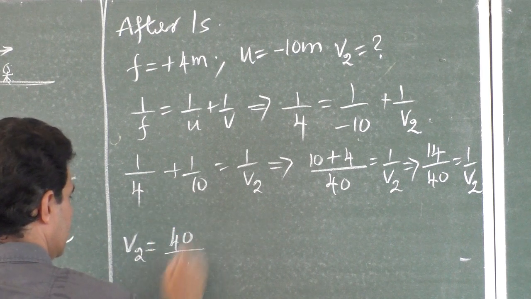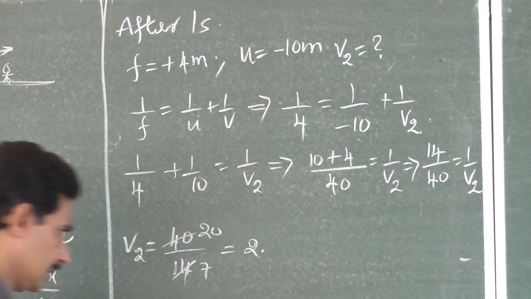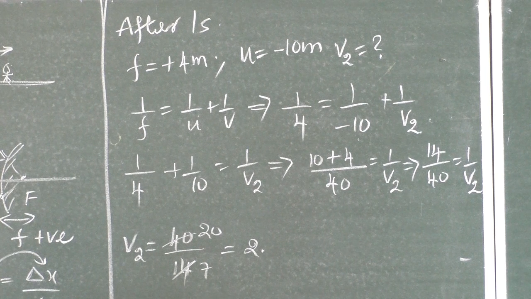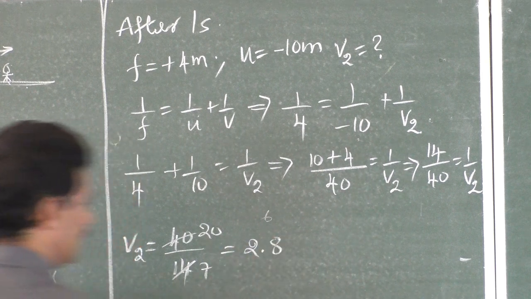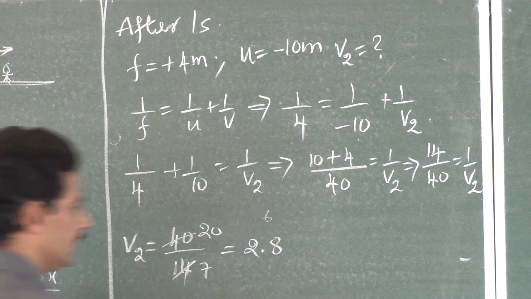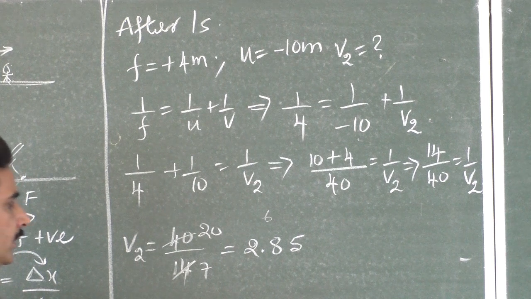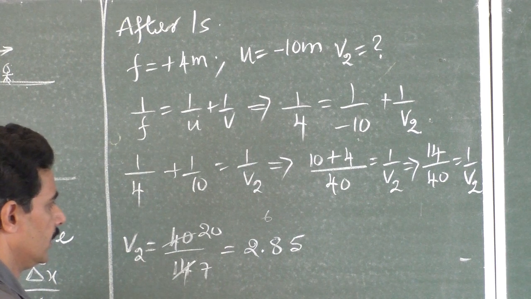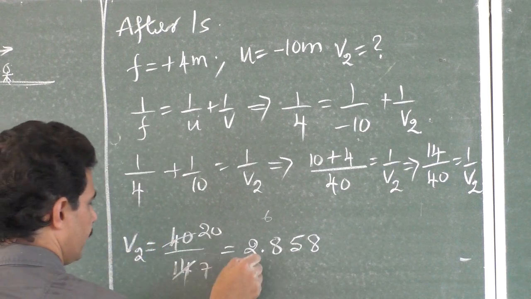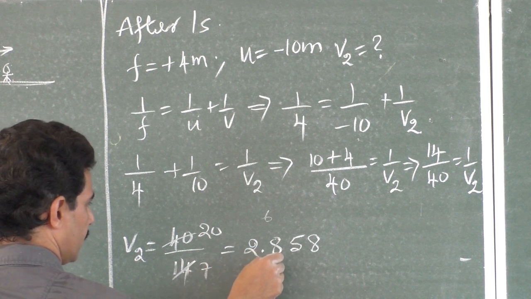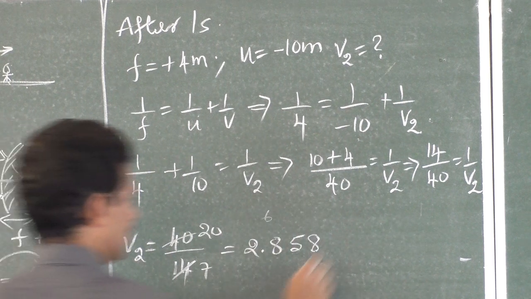40 divided by 14, this is 20 by 7. So what is the answer? 7 2s are 14 and 6 will remain, 7 8s are 56, 4 will remain, 7 5s are 35, 5 will remain. Okay, enough. Now, this is the new image distance, correct?